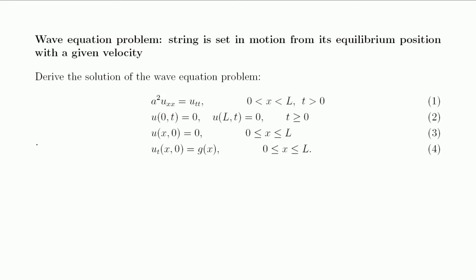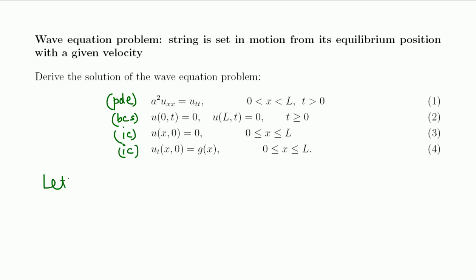So we want to derive the solution for this wave equation problem, where we have a squared u_xx equals u_tt, that's the PDE, and we have the boundary conditions, initial displacement, that's the initial condition, and initial velocity, that's another initial condition. Okay, so we want to use the method of separation of variables.